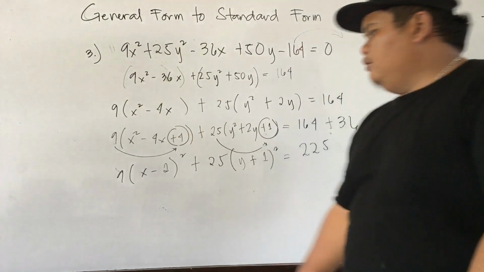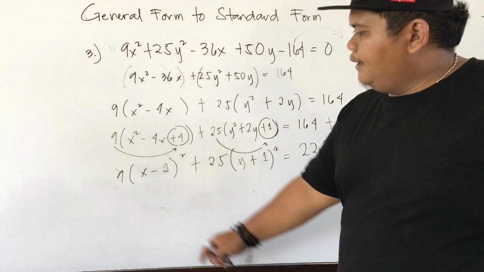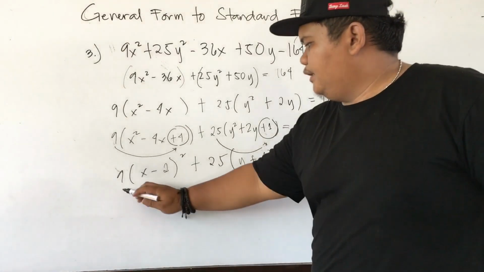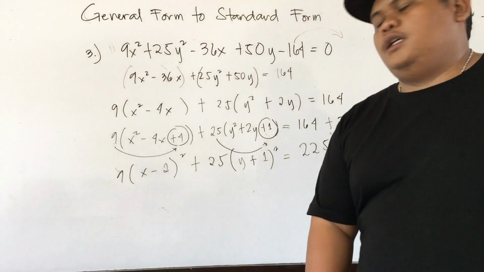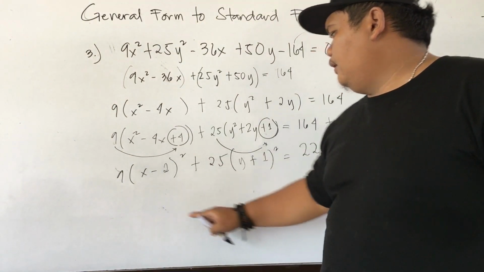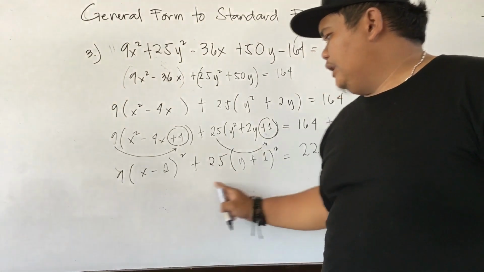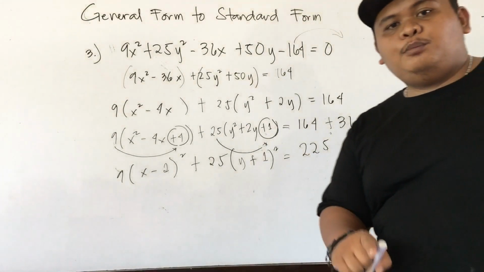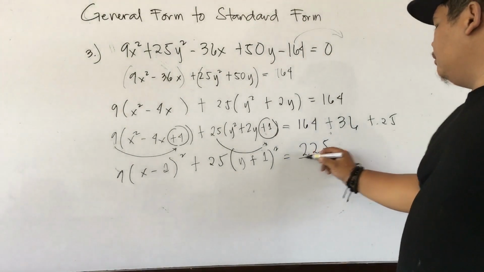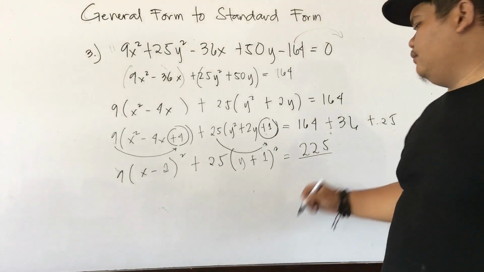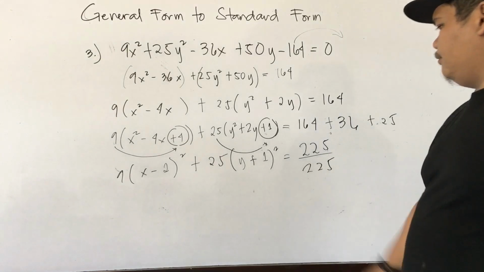Okay, so in this equation we have 9 and 25. In order to eliminate this 9 and 25, or these coefficients, we are going to divide both sides by 225.